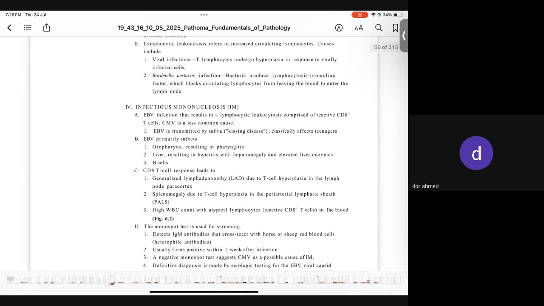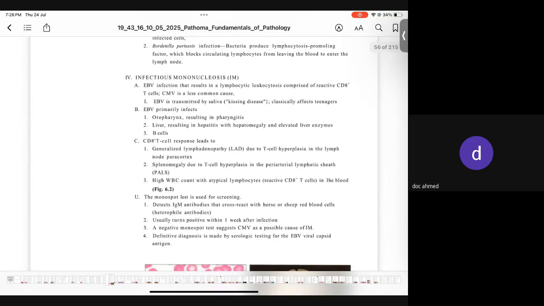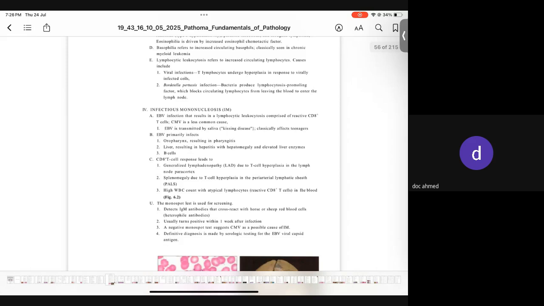Because it's a primary infection of your B cells, right? Viruses are infecting your B cells. So we can have antibodies against horse or sheep cells, which is basically known as the Monospot test or heterophile antibodies. Really important, one of your UWorld MCQs, okay? It usually turns positive within 1 week after infection. But if we have a negative Monospot test, it does not indicate that an individual does not have IM. They can have IM, but it won't be due to EBV. It can be due to CMV, cytomegalovirus. But in order to have a definitive diagnosis, you should look for the EBV viral capsid antigen. If it's there, you have a proper diagnosis that yes, it's IM.